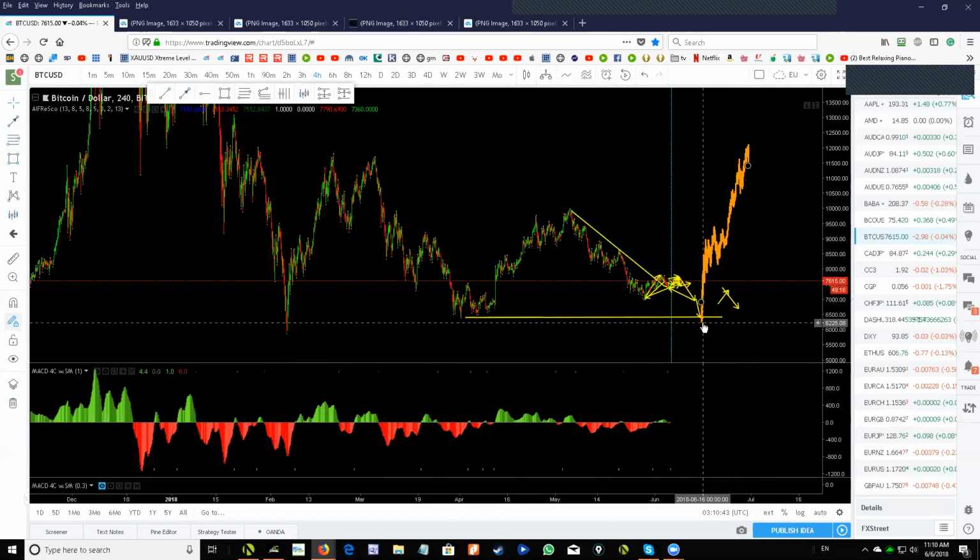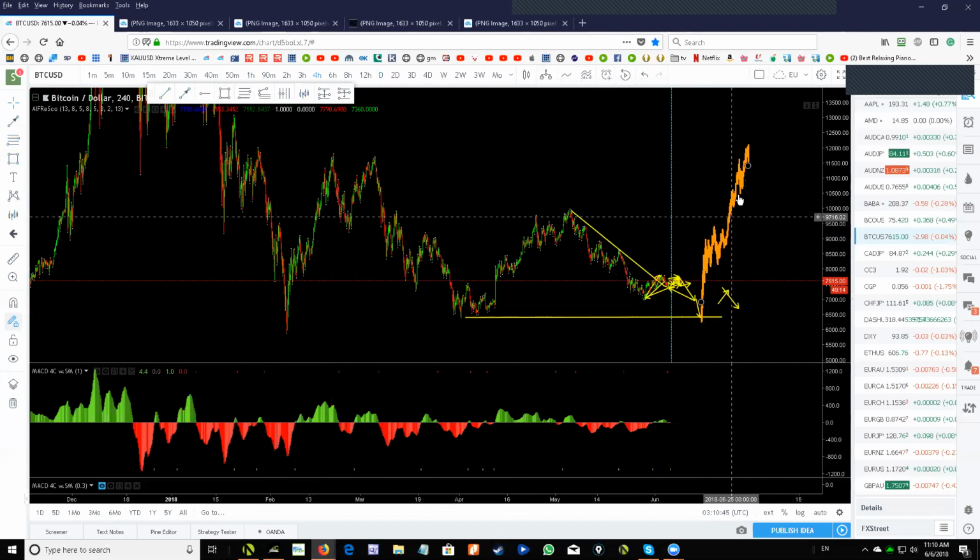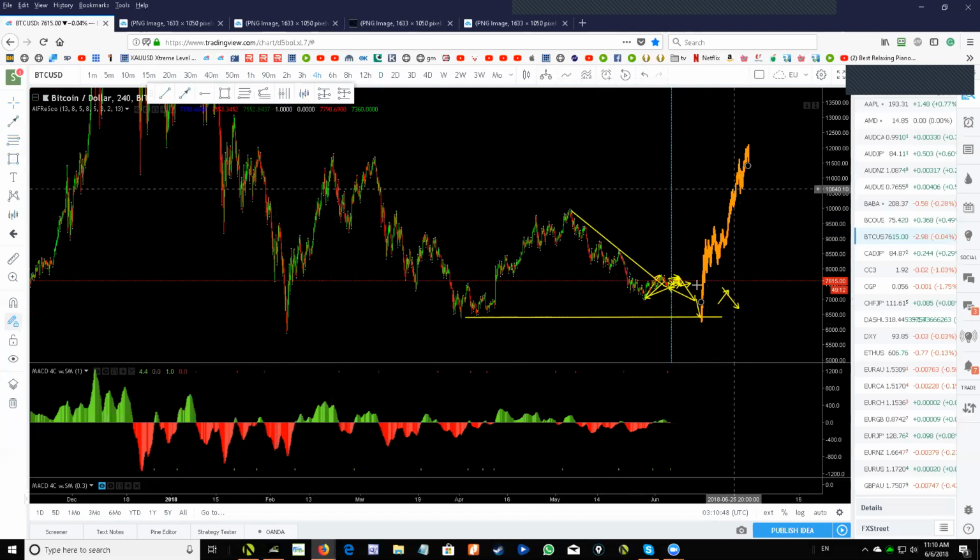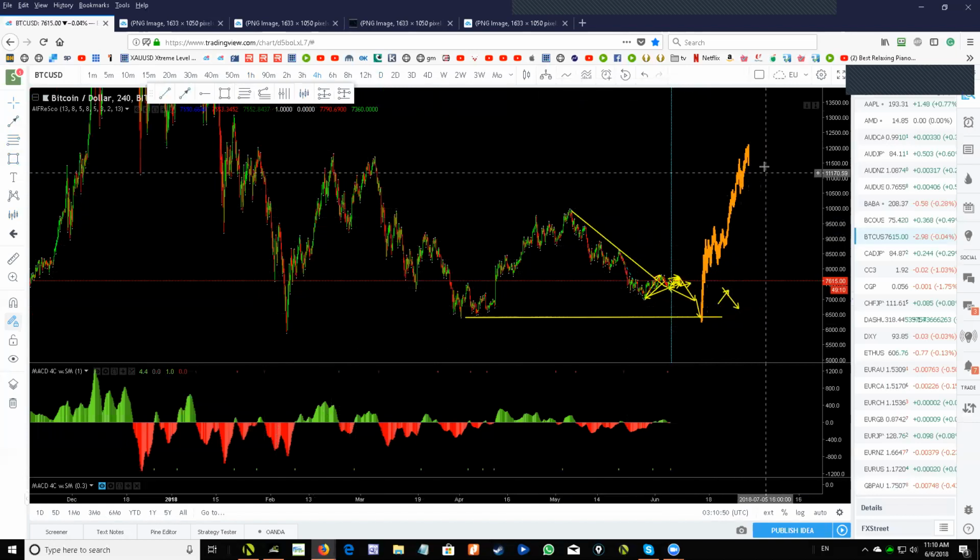So if you're going to spy the bottom, put a break even, and just walk away from the computer for at least 2, 3 weeks. So, yeah, maybe you get extremely lucky.